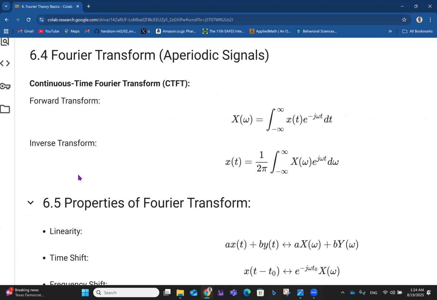And for the inverse transform, we have x of t now. It means if you invert this, you get this. If you take the inverse of this, you go back to the original signal.